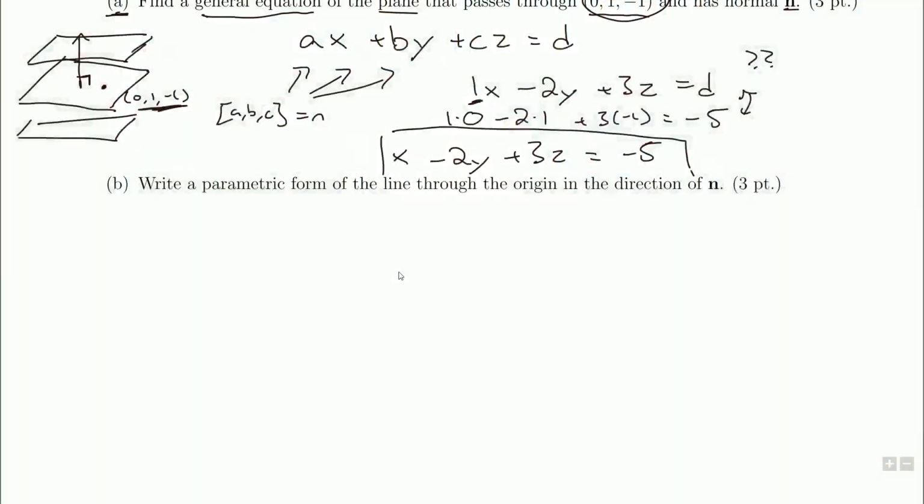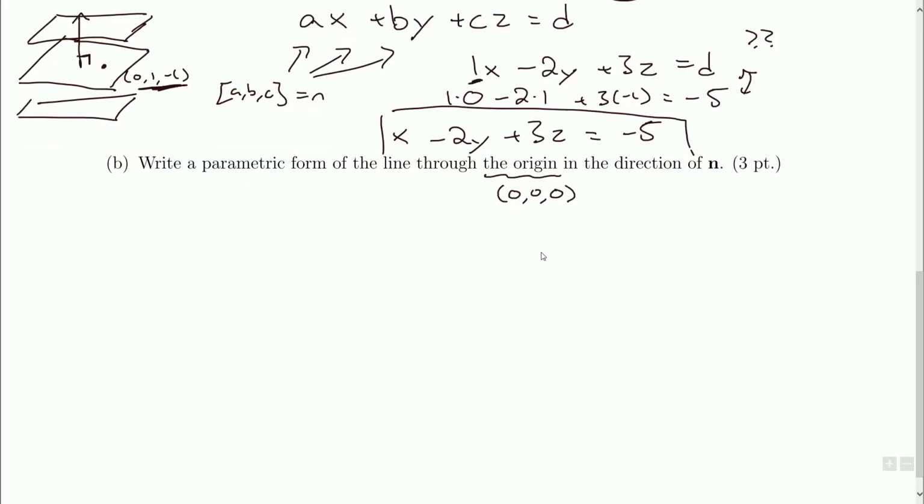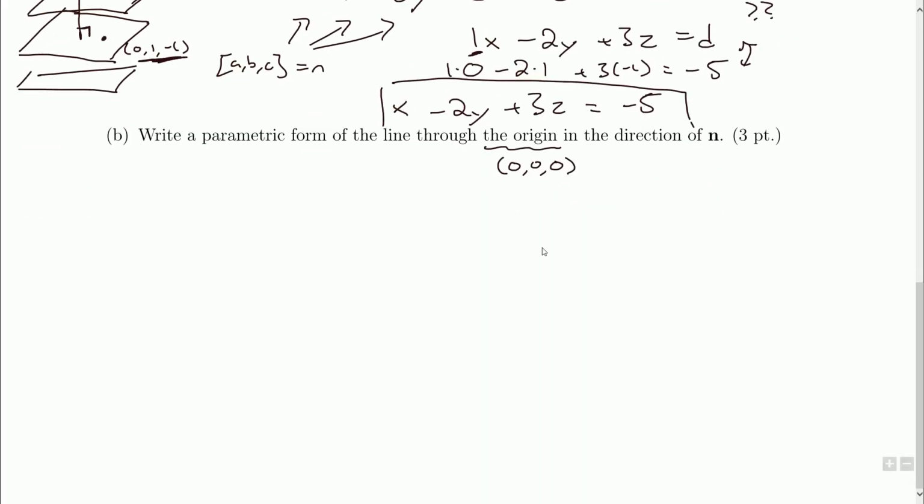They're just being a little sneaky, and a lot of people will ignore this, but through the origin means that I pass through 0, 0, 0. Why 0, 0, 0? Well, from the earlier parts of the question, I'm clearly working in R3 because I keep seeing 3 coordinates, 3 components. So it should be 0, 0, 0. Not 0, 0, not 0, 0, 0, 0. Just 3 zeros.